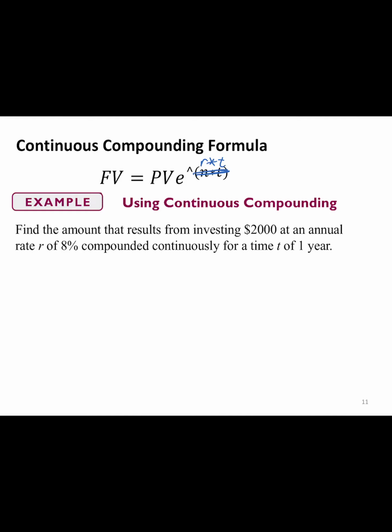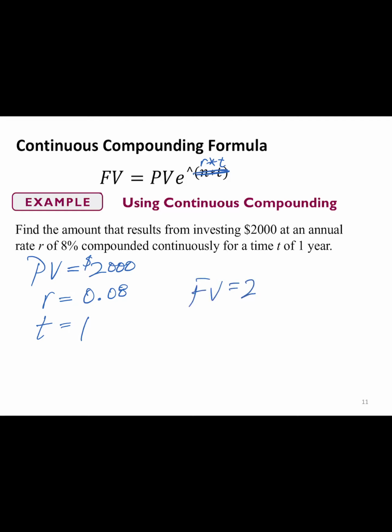Alright, so find the amount that results from investing $2,000. So you're investing present value. You invest $2,000 at an annual interest rate of 8%. Convert that interest rate to a decimal, and you're going to do that for 1 year. So what's that amount?